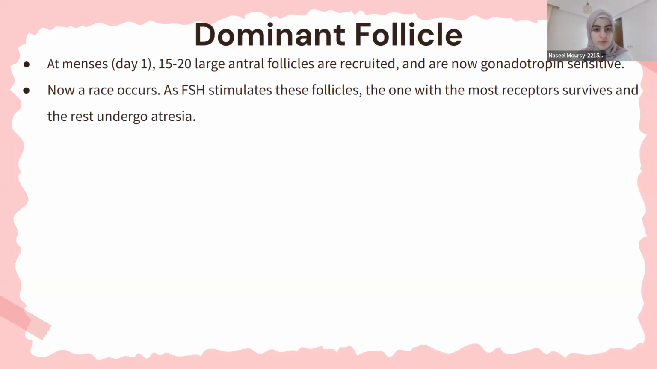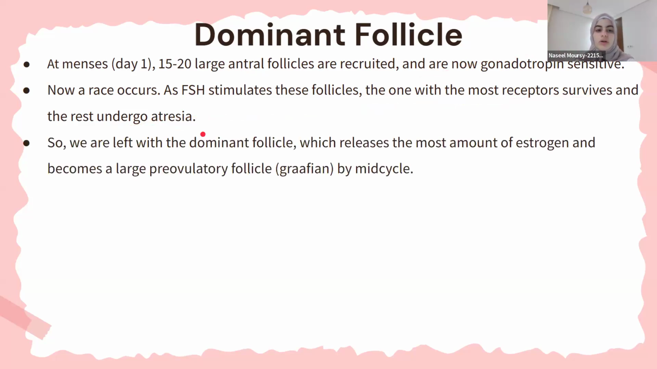Now, a race occurs. Why? Because we have FSH stimulating these follicles, right? But these follicles are subsequently producing a lot of estrogen. And we said this estrogen inhibits the release of FSH. So FSH goes down. Now, the one with the most FSH receptors is the one that will survive, obviously, because it's the one stimulated the most. However, the others will undergo attrition. So that's why you're left with one dominant follicle.